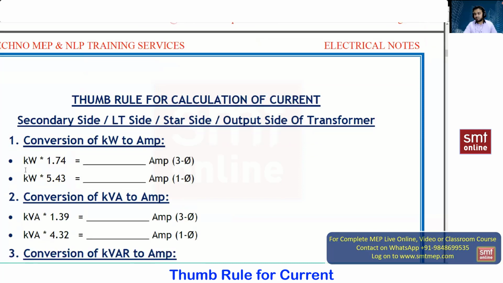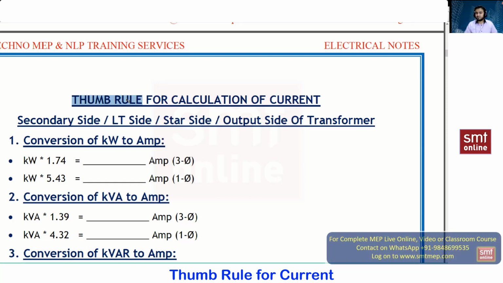Now talking about the thumb rule for the calculation of current. I never recommend going with the thumb rule in real time. A thumb rule is actually used to get the results in a fraction of a second. That's it. Or to crack your interview also, because if in the interview they ask you, for 5 kilowatt or for 10 kilowatt, how much current is needed?